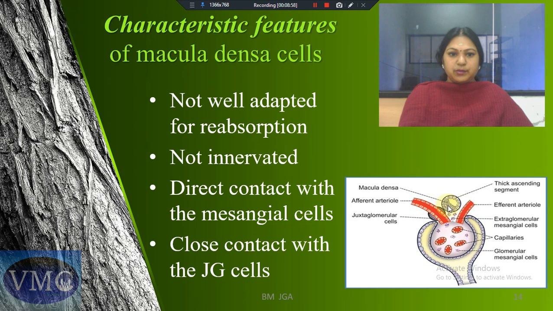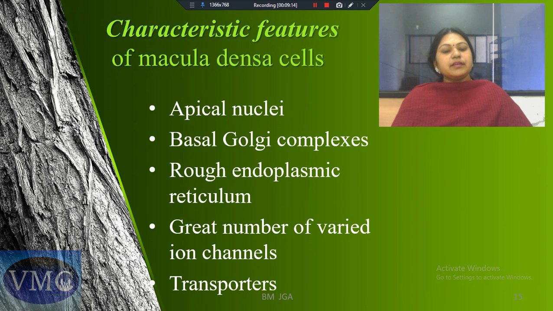But this is not for the reabsorption. It is not innervated, and this is in direct contact with the juxtaglomerular cells of your afferent arteriole as well as the efferent arteriole, and this gives information to your efferent arteriole. So what is that? We will look into it. Before that, they have apical nuclei, basal conical complexes, and endoplasmic reticulum. A great number of ion channels and transporters are present here.